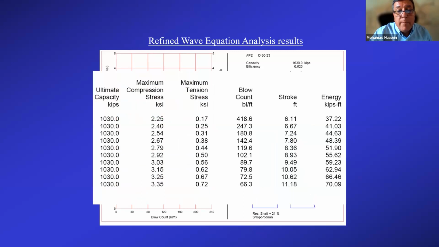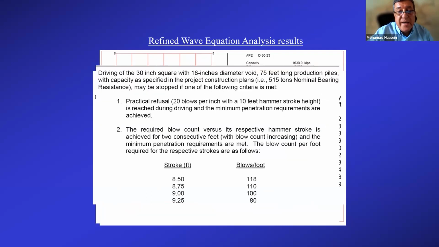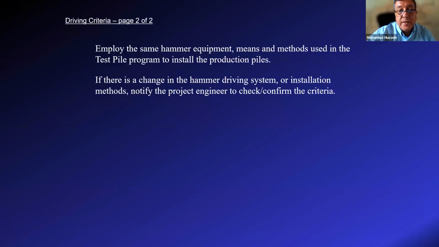From that, we come up with a blow count that is job-specific, project-site-specific, that now relates the blow count and stroke to the required capacity, in this case 1,030 kips. This information is then expressed in a pile driving criteria that includes a definition of refusal and also the relationship of hammer blow count and the corresponding stroke that will be required to achieve capacity.